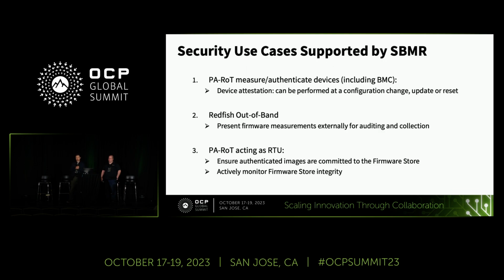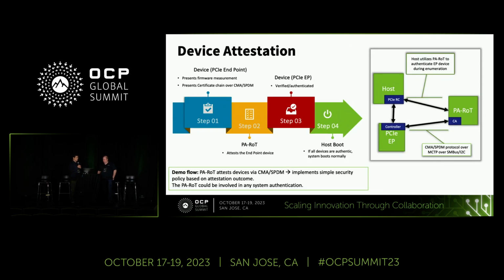So for the security use cases supported by the SBMR spec, the PA-RoT measures and authenticates devices, including the BMC, and we support device attestation. It can be performed at a configuration change, update, or platform reset. There's also support for Redfish out-of-band commands. It presents the firmware measurement externally for audit and collection. PA-RoT actually acts as the RTU to ensure the authenticated images are committed to the firmware store, and it actively monitors the firmware store integrity as well. With that, I'd like to hand over to Zach to continue the presentation that we have been collaborating on with AMI.